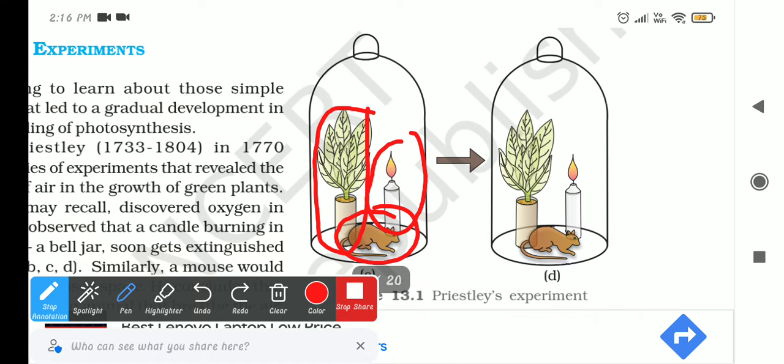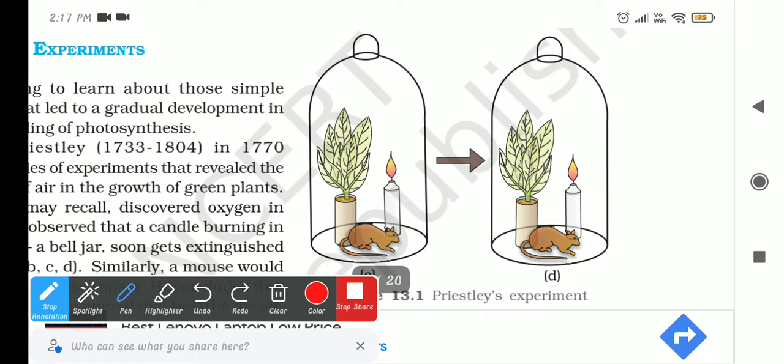Due to the accumulation of CO2 in the bell jar, the rat died, and the candle also got extinguished. Why did it happen? Because of the accumulation of CO2. Somehow the rat was polluting the air, and there was an absence of oxygen, due to which this happened.